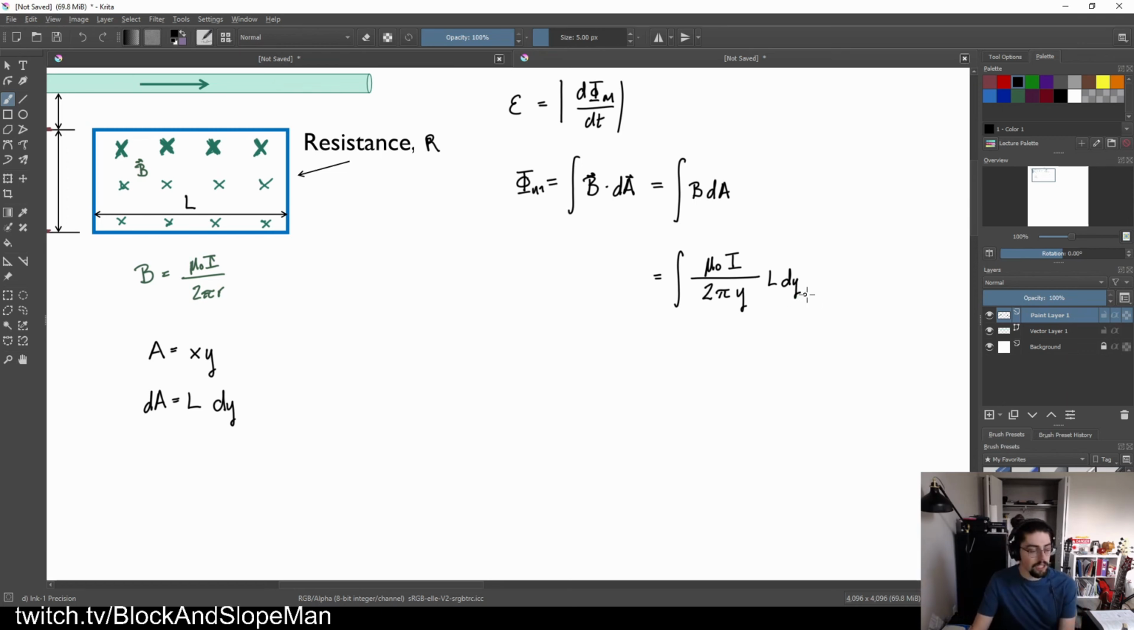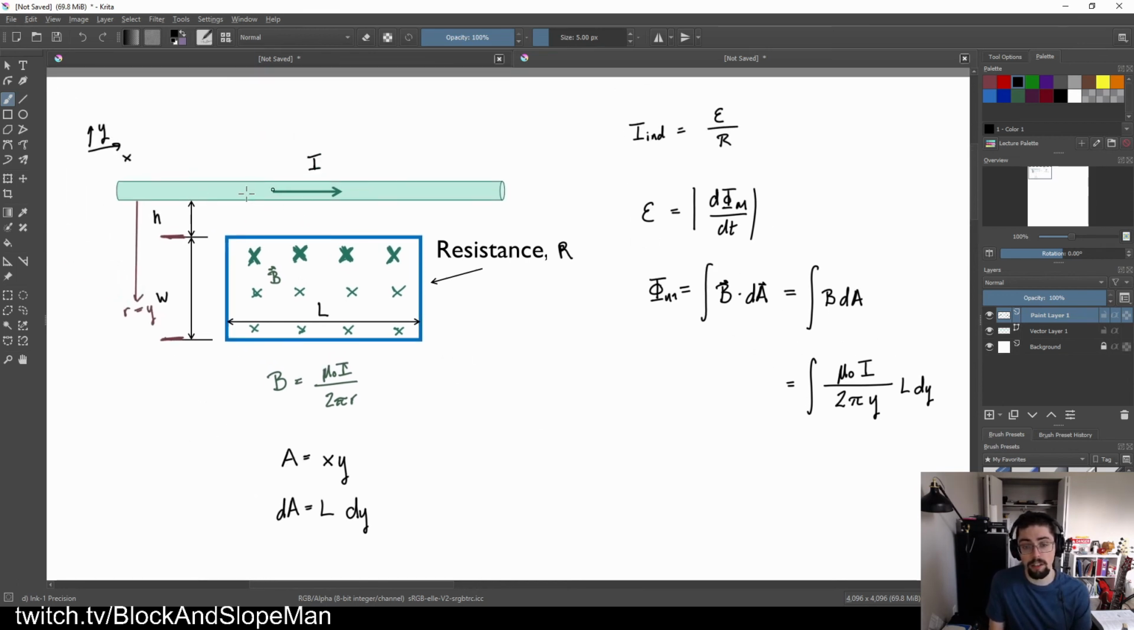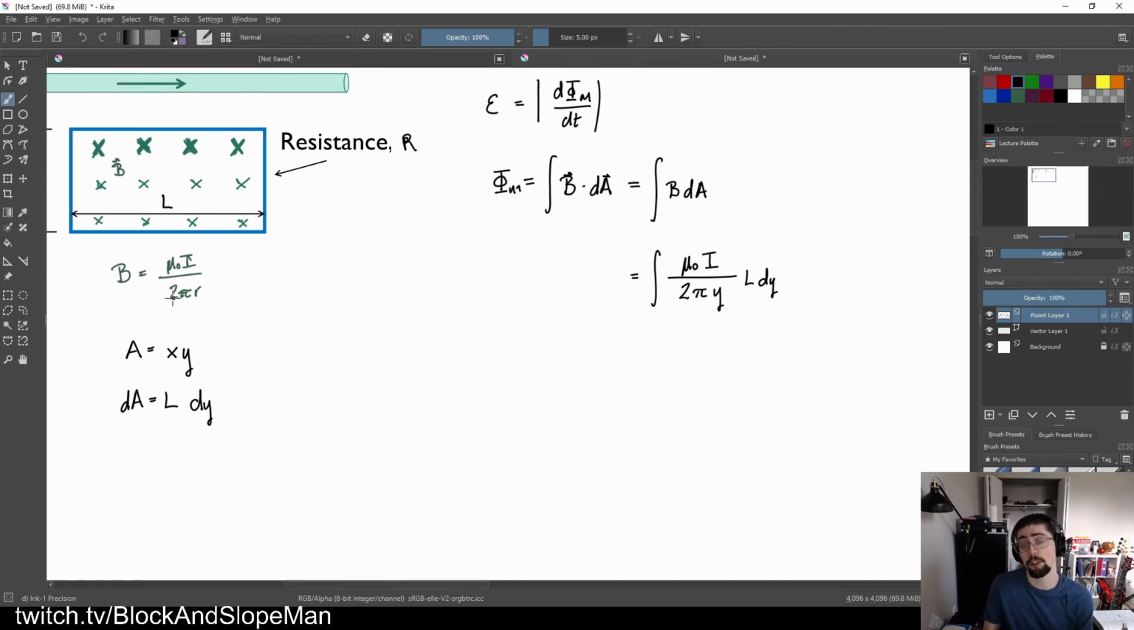Now let me think about every single thing that might be changing with y. Mu naught, that's a constant. Is the current changing with y? No. The current of the wire is whatever the wire is, right? That's not anything to do with the B field. Well, I mean, it is to do with the B field, but it's not any sort of trick to go along spatially, right? The current is just going through this thing. It doesn't have a spatial dependence. The magnetic field, because of that current, does have spatial dependence.